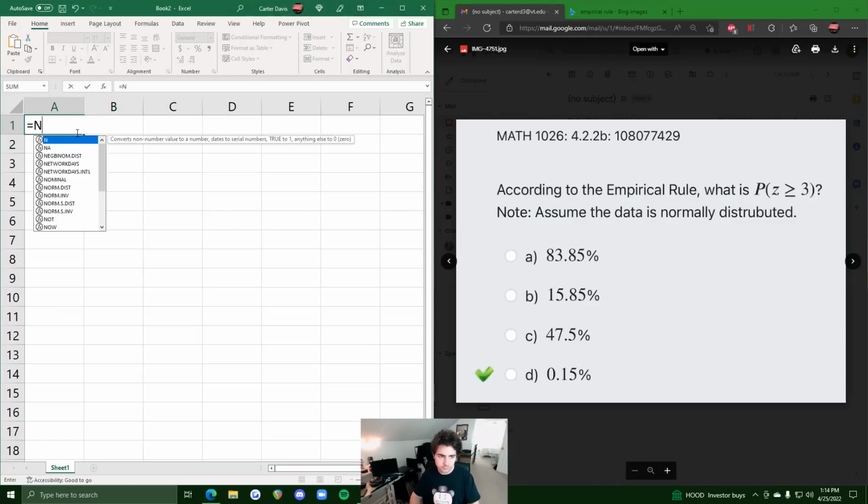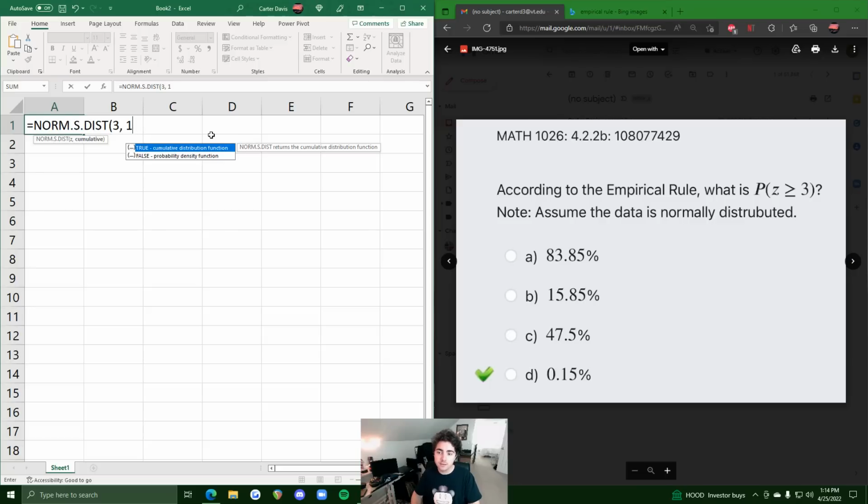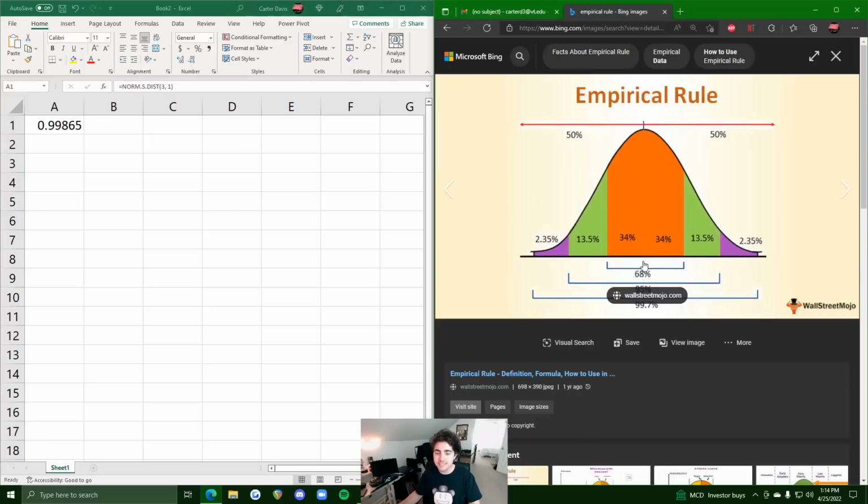So we're going to do NORM.S.DIST, and we're putting in the z-score, so 3, 1. In this case, they want the probability, or the percentage, that's greater than z equals 3. This is giving us the less than. So when we go 3 standard deviations, z equals 3 means we go 1, 2, 3. And this 99.9% is giving us all this area to the left of 3 standard deviations.